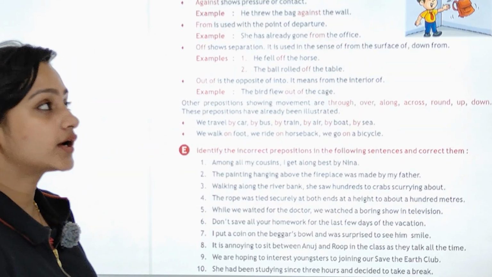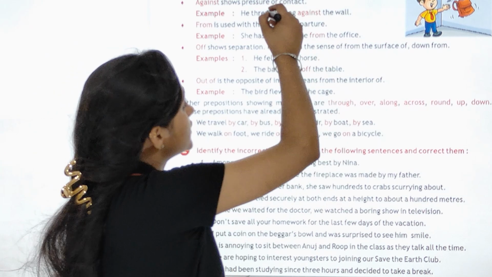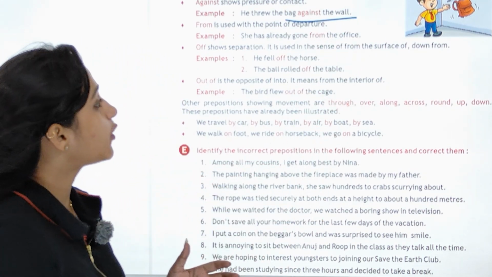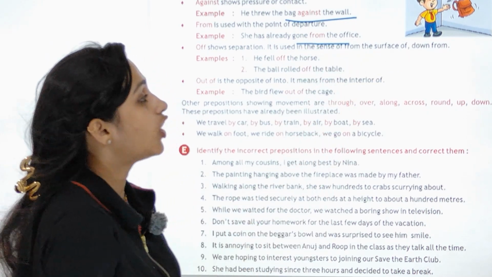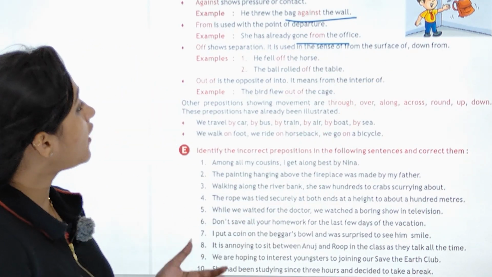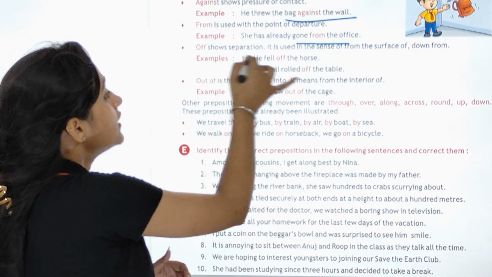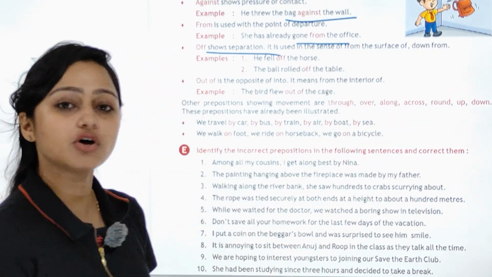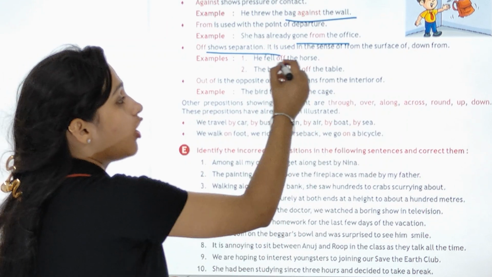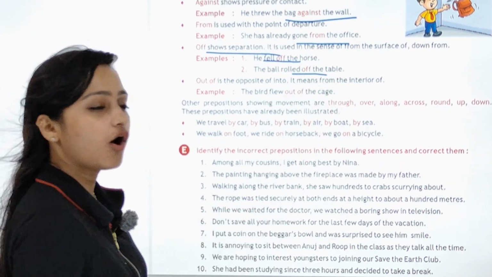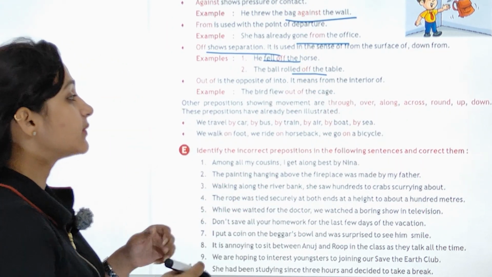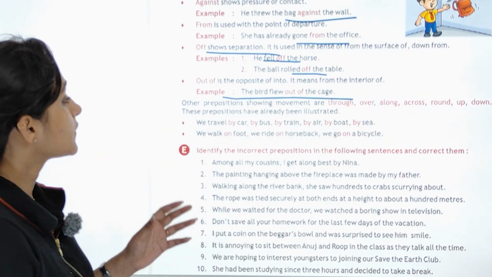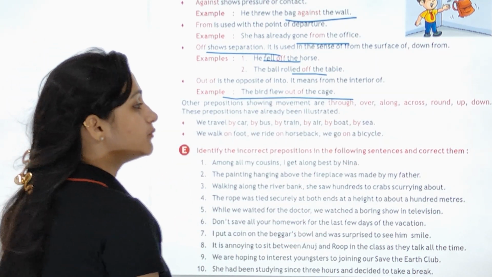Against shows pressure और contact, ये क्या शो करता है, pressure और contact शो करता है. He went through the bag, against the wall. From is used with the point of departure, like she has already gone from the office. Off shows separation, off क्या शो करता है आपको, separation शो करता है. It is used in the sense of or from the surface of or down from, like he fell off the horse, the ball rolled off the table. Out of मतलब बाहर, the bird flew out of the cage, cage में से बाहर.